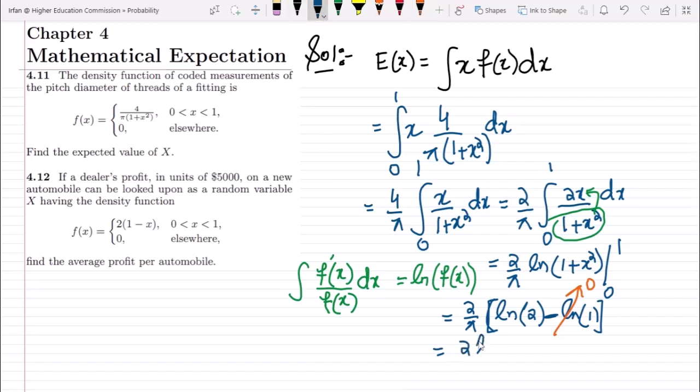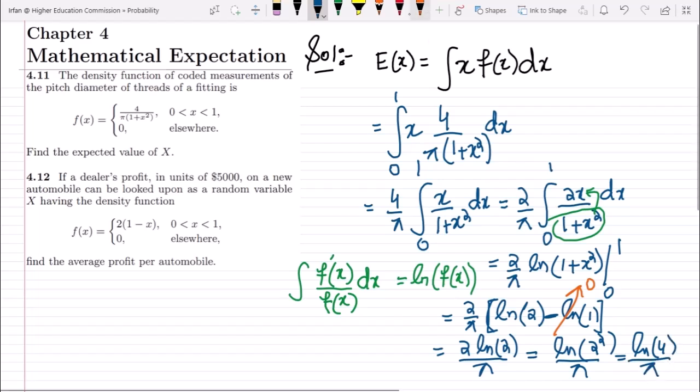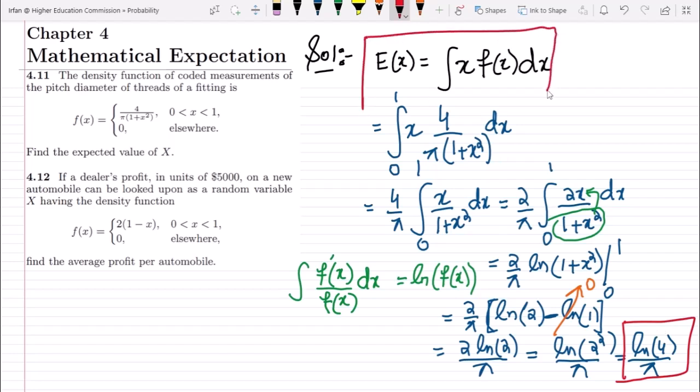2 natural log of 2 divided by pi, and similarly this 2 can be the power of 2 as well, so it will be natural log of 2 square divided by pi, which is ultimately natural log of 4 divided by pi, and that is the solution of question 4.11. So that is the solution of 4.11, in which we have employed the formula for continuous mathematical expectations. I hope you have understood all the steps which I have carried out.